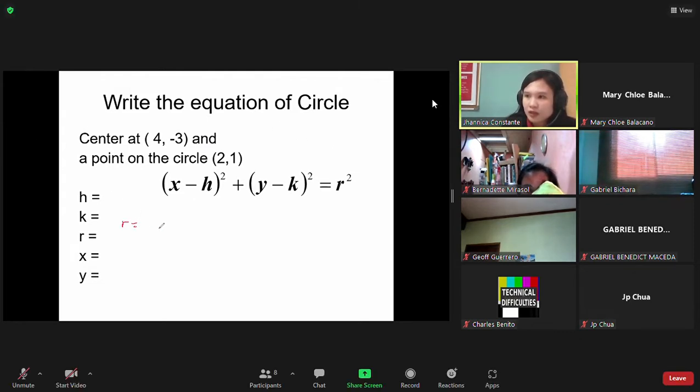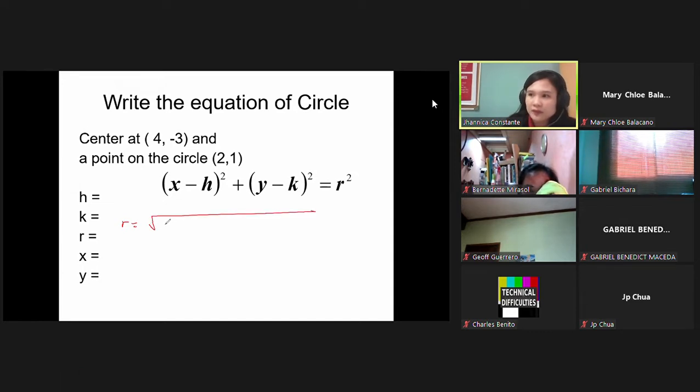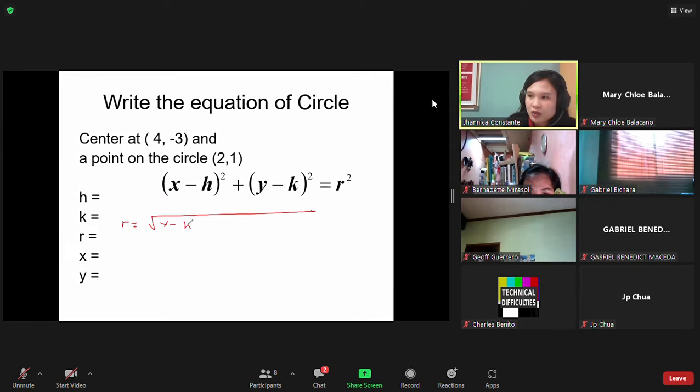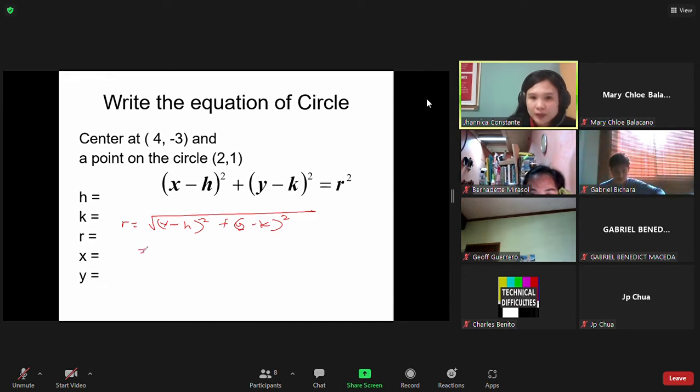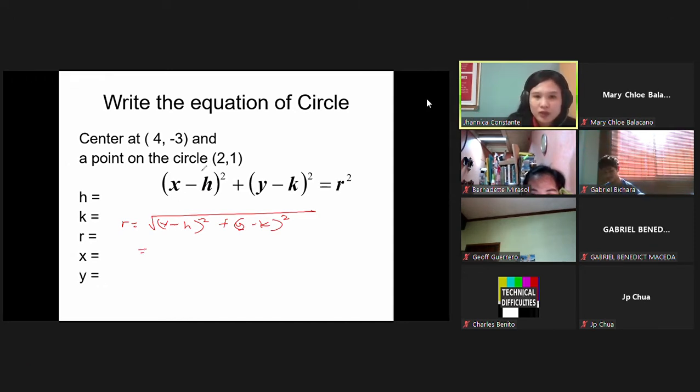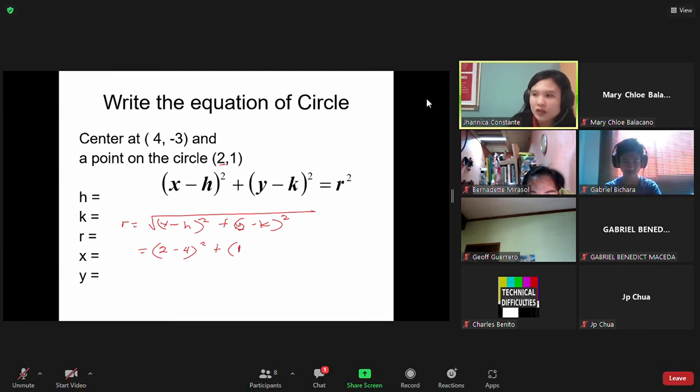Radius is equal to the square root of (x minus h) squared plus (y minus k) squared. That's our formula for the radius. So let's solve for the radius given the center and a point of a circle. For the value of x, we have positive 2. Value for h, we have positive 4, squared, plus the value of y, which is positive 1. Value of k is negative 3, so it will become positive 3, plus 3 squared.